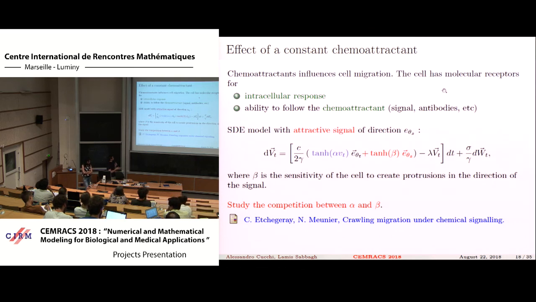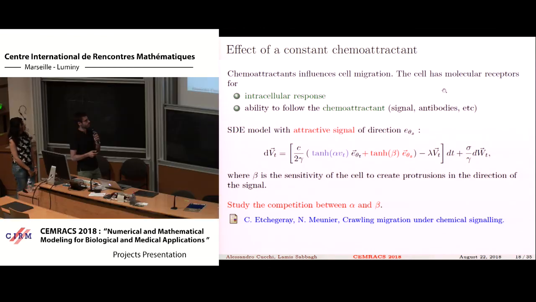We present here the stochastic equation for the velocity. This equation is well studied in the article of Christelle and Nicolas, cell migration under chemical signaling. And here the attracting signal is represented by the parameter beta, that actually is the sensitivity of the cell to create a protrusion in the direction of the signal. So now we are going to analyze this stochastic differential equation by analyzing both the parameters alpha and beta.